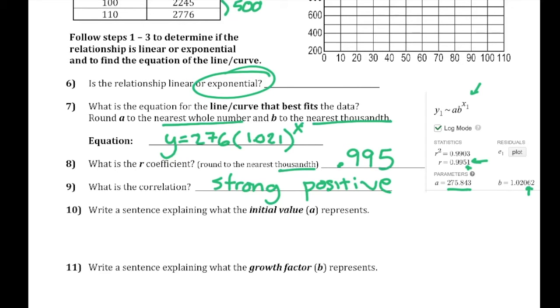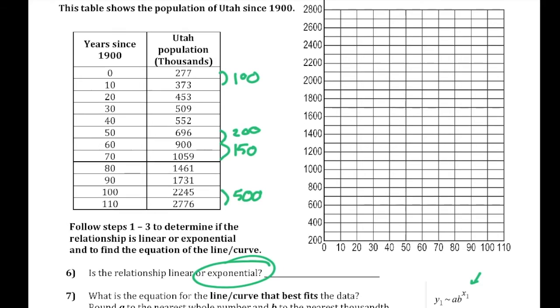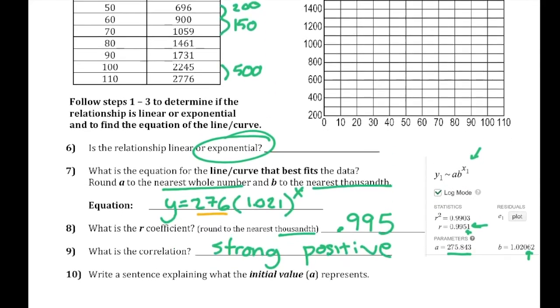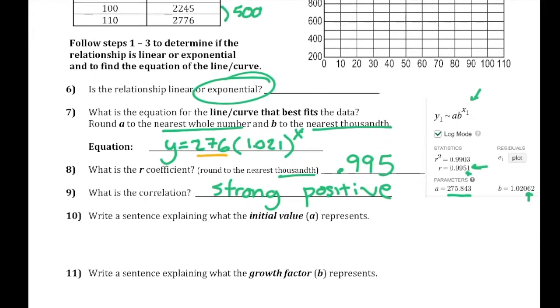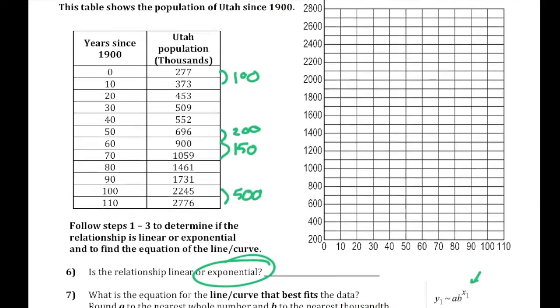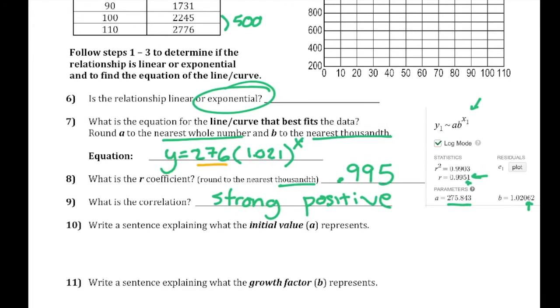Number 10, write a sentence explaining what the initial value A represents. Now our initial value up here is 276. So 276, we got to think back to our table. So let's look back up at our table here. That would be population, so that's going to be thousands of people. So we have 276,000 people living in Utah. And then if we go back up, that would be years since 1900, so that would be in the year 1900.